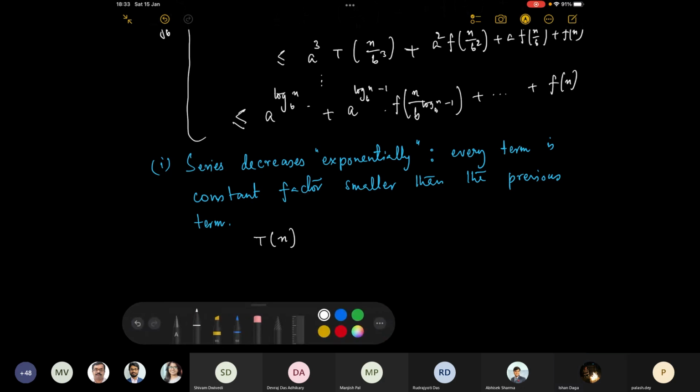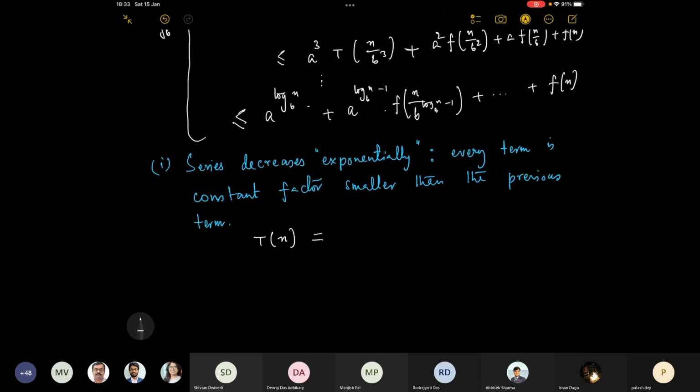We do not need to focus on relations of A and B. Use this fact that the series is exponentially decreasing. So it is big O of the first term, A to the power log of n base b. Now we always like to write it as n to the power something. So it is n to the power log of a base b. Anyone who has doubt, feel free to unmute and speak.